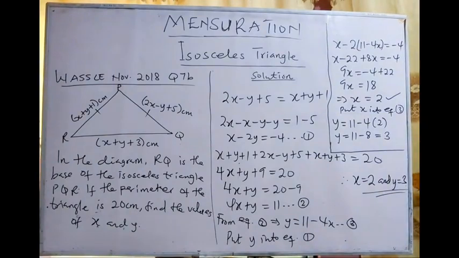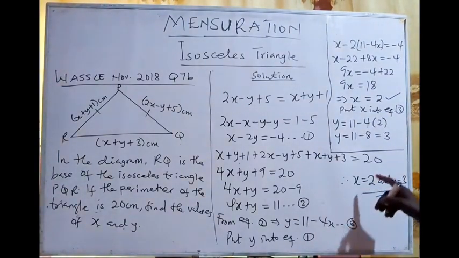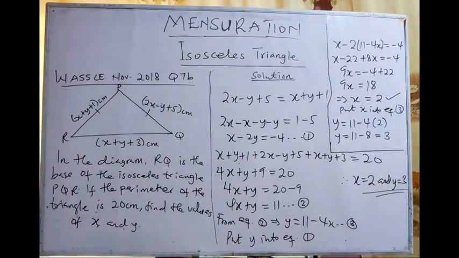So these are the values of what? X and y. X is 2 and y is what? Y is 3. So simple.